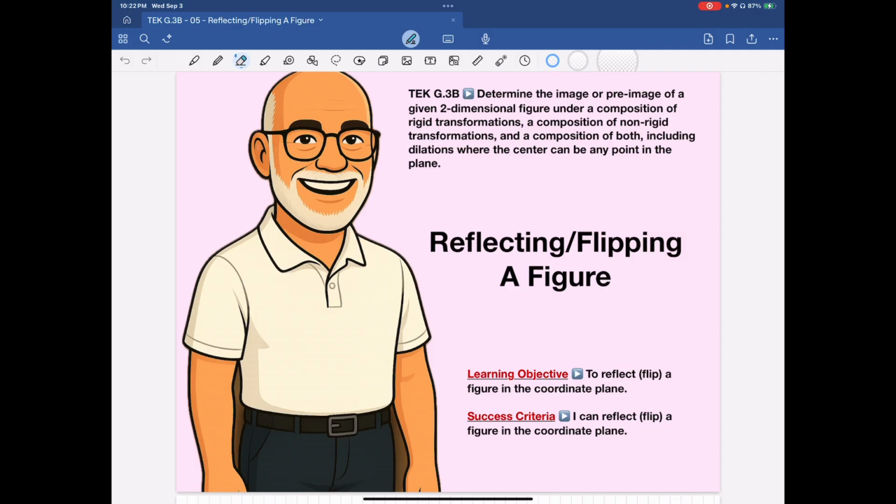Our learning objective is to reflect or flip a figure in the coordinate plane. And you will know you have mastered this objective when you can be given a set of instructions on how to reflect a figure with a line of symmetry and then draw that figure.